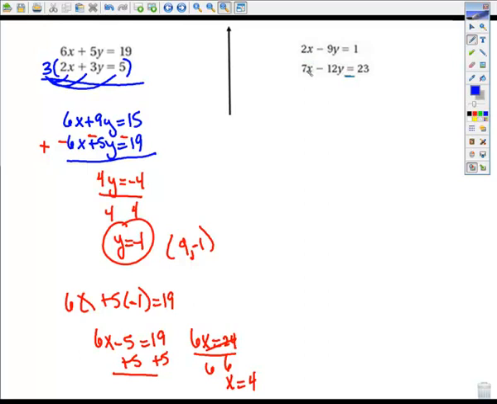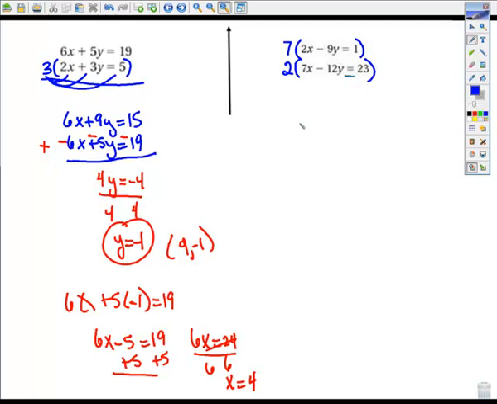Over here, 2 is not a multiple of 7, 7 is not a multiple of 2. 9 is not a multiple of 12, and 12 is not a multiple of 9. So what I'm going to do is decide, do I want to eliminate the x's or the y's? I'm going to go ahead and eliminate the x's just because they have smaller numbers. So the least common multiple of 2 and 7 is a 14. So I will multiply this top equation by a 7 and this bottom equation by a 2. So now I have to distribute through both of them.